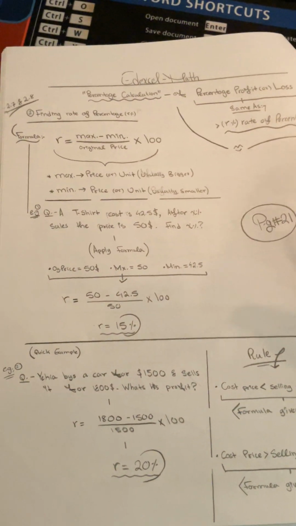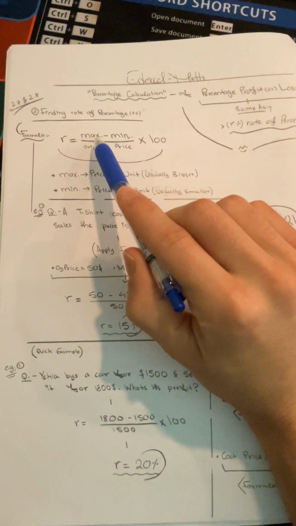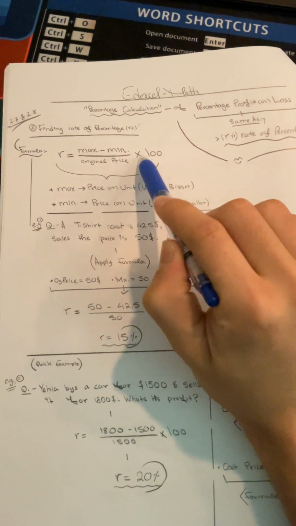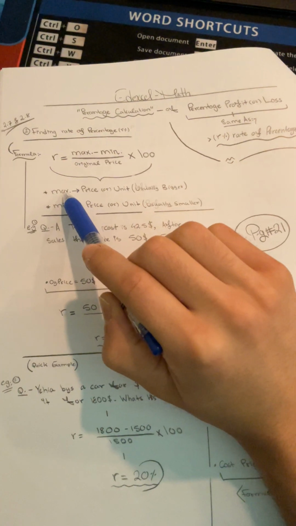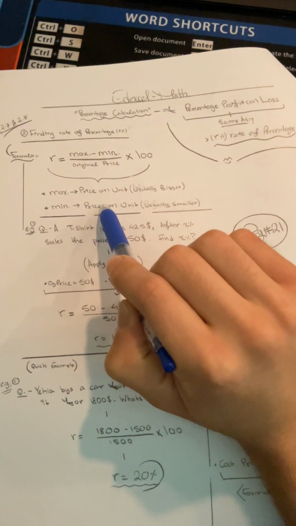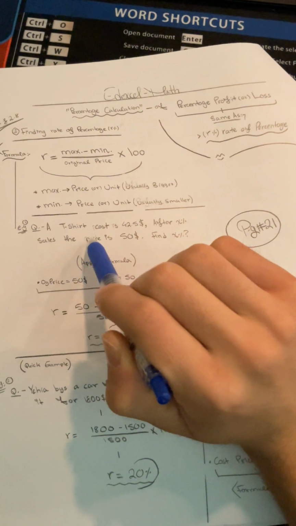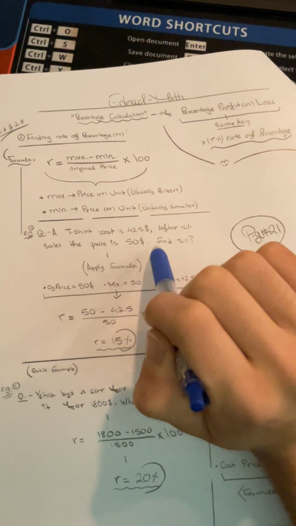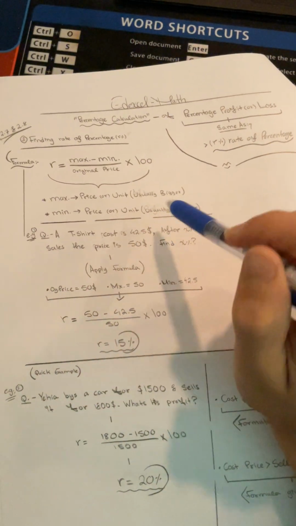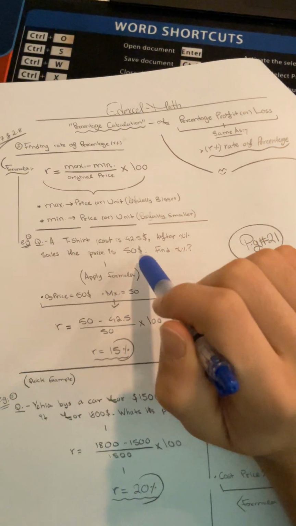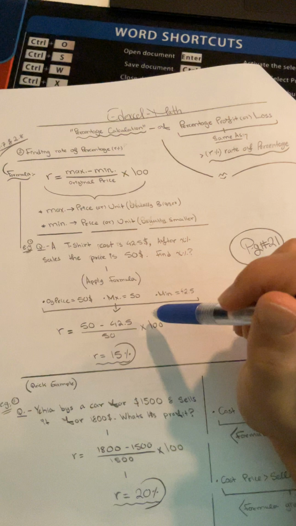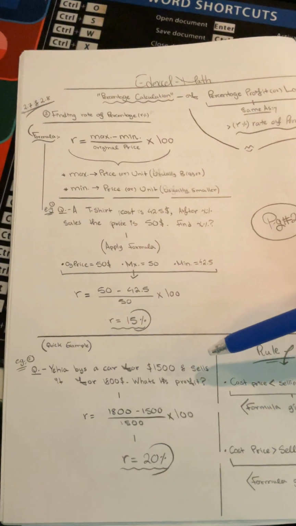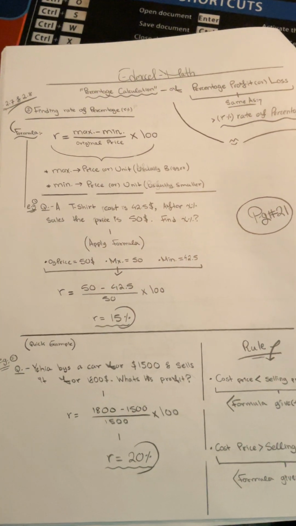Now let's have a look at how to find the rate of percentage. The formula is maximum minus minimum, divided by original price, times 100. Your maximum is the price that is bigger, your minimum is the price that is smaller. For example, a t-shirt costs $42.5. After X percent sales, the price is $50. What is the percentage rate? Let's apply the formula. Maximum 50 minus minimum 42.5, divided by original price 50, times 100 is equal to 15%. For this example, I would like you to pause the video again and solve it by yourself.